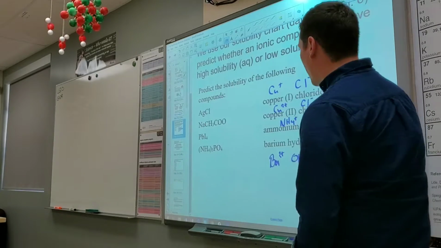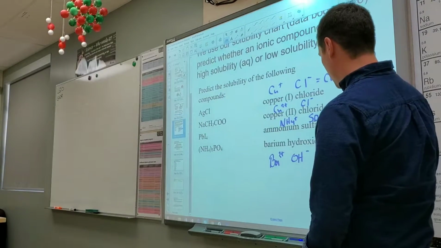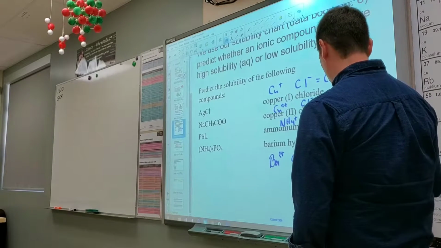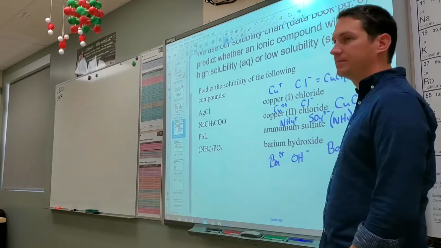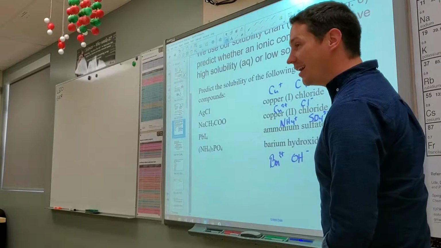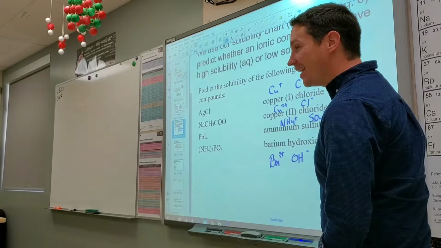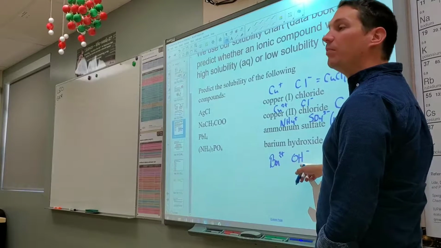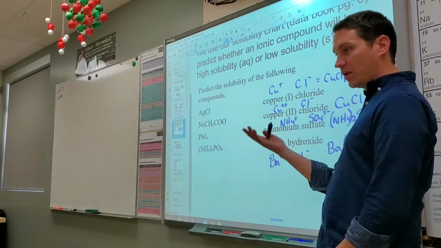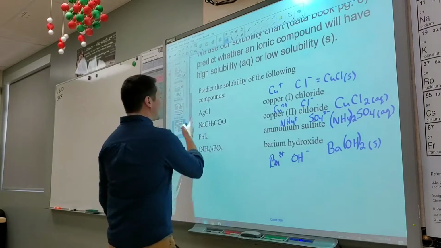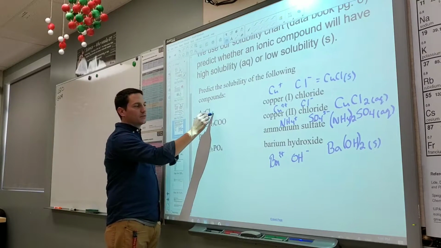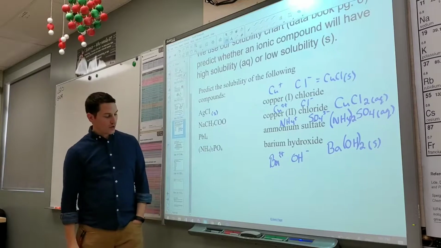So how many bariums and how many hydroxides? One barium. You need brackets. Why? Because this is a polyatomic ion, right? Anytime we have two or more of a polyatomic ion, we need brackets. Okay. AgCl. Did you find it? It's solid, right? So silver chloride is going to be solid.